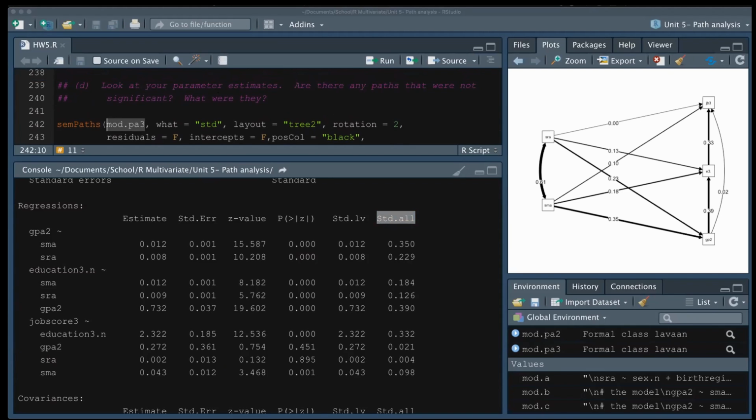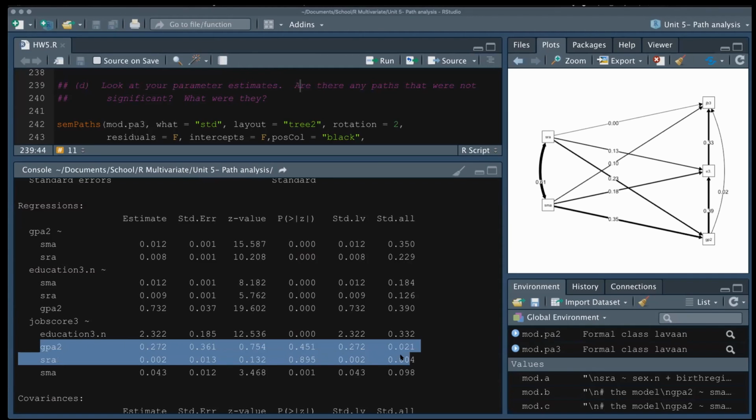And model trimming means that you trim off, or you release, you no longer estimate the non-significant paths. What that does is it buys you degrees of freedom, and it's the equivalent of following a Wald test, which is deleting paths that don't actually contribute to model fit or that are not significantly different from 0. All right, so looking here then, which of our paths are not significant? GPA2 and SRA, which we see right here with these two rows.